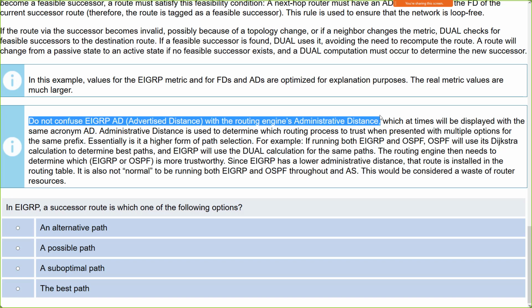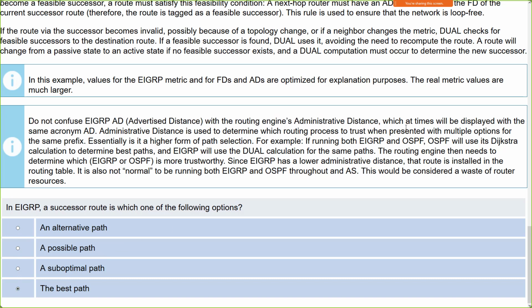Okay, in EIGRP, a successor route is which one of the following options? An alternate path, a possible path, a suboptimal path, or the best path. Successor is the best path. Okay?